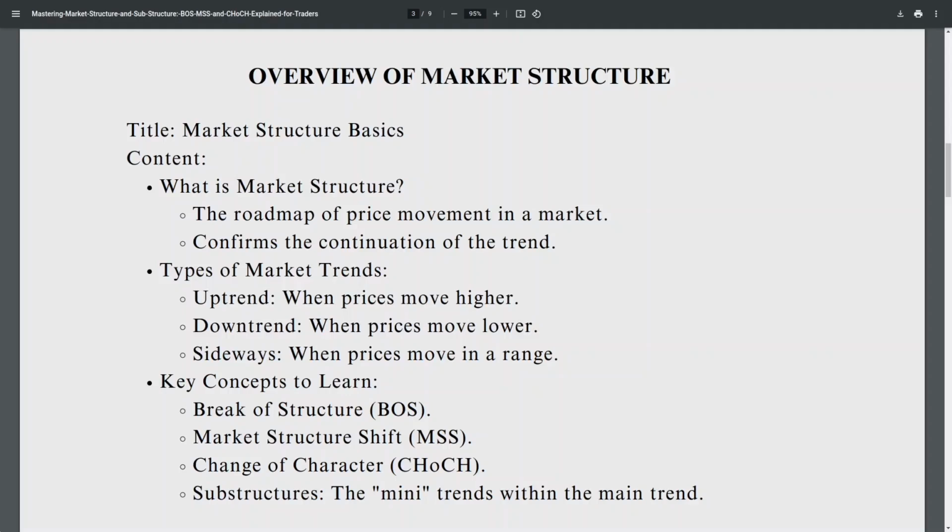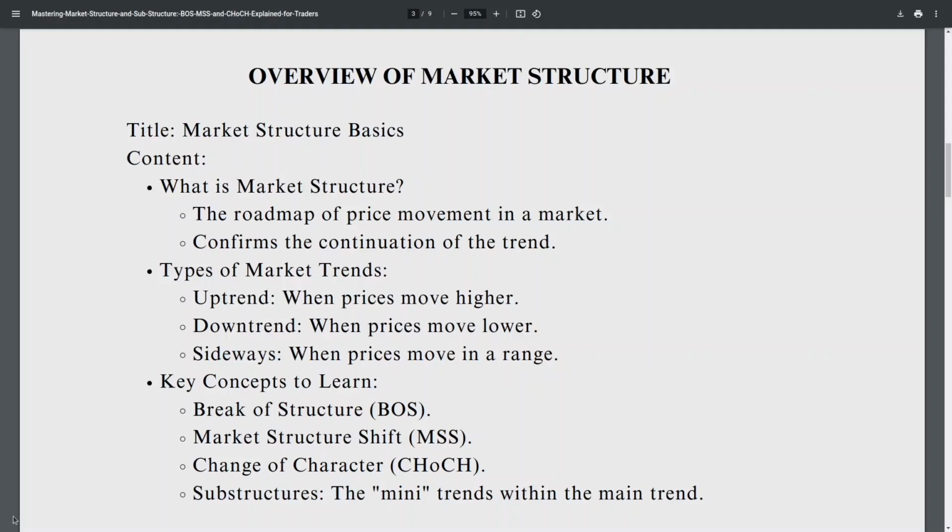So let's look at what market structure is. Market structure is simply the foundation of price movement, the roadmap of price movement. How price moves is what we regard as market structure.